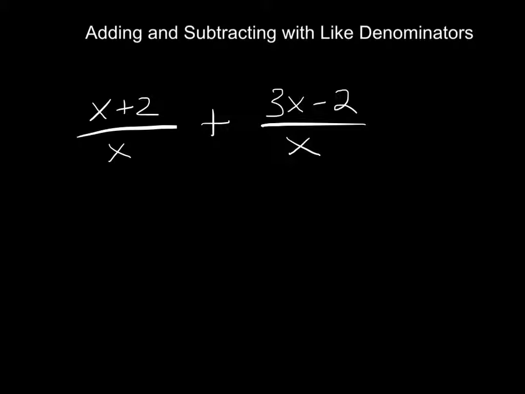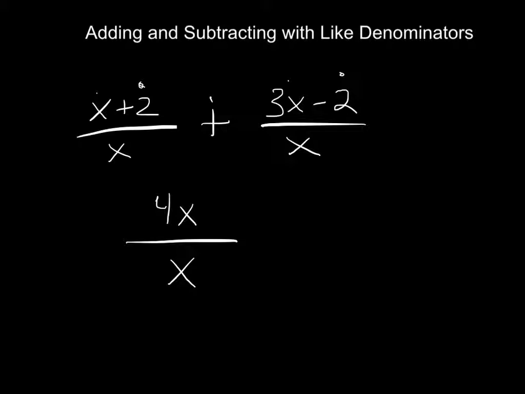Here's our first one. We have x plus 2 being added to 3x minus 2. What I would like you to do is just try to add the like terms. So I have x plus 3x, and that gives me 4x. And then I have this 2 here plus a negative 2, and 2 plus negative 2 is 0, so that just becomes 0. I can leave it as 4x for my numerator. And my denominator stays the same as x.